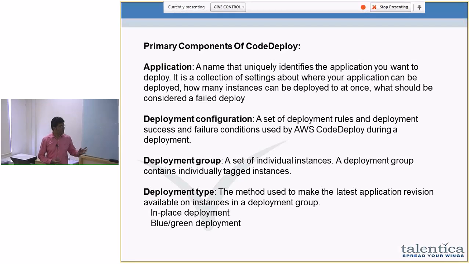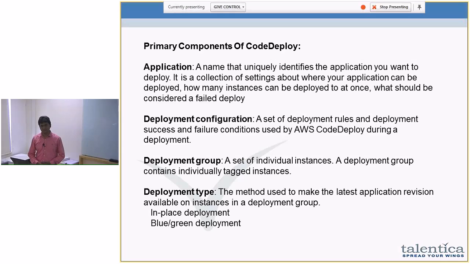So this is a deployment configuration. A deployment group is a set of individual instances. First we create an application, then we associate deployment groups under that application. Let's see how we actually do it. There is a SIT environment, then a UAT environment, and other environments. When you use CodeDeploy, the deployment happens on these environments.